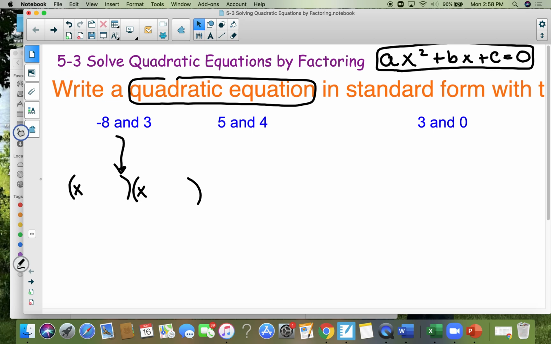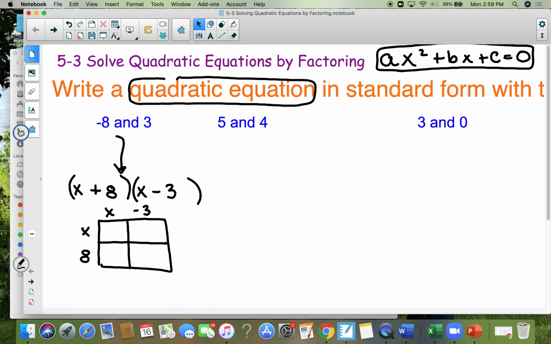If -8 is an answer, you're going to put +8. If +3 is an answer, you're going to put a -3. So you're going to do the opposite sign. And then you're going to multiply these two together, but the way I want you to multiply them is using a box to help you. So I want you to make a box, and put an x and a +8 and an x and a -3, and I'll wait for you to do this.